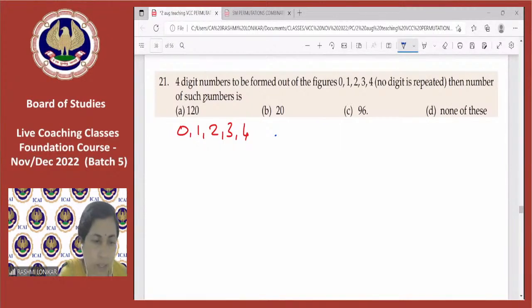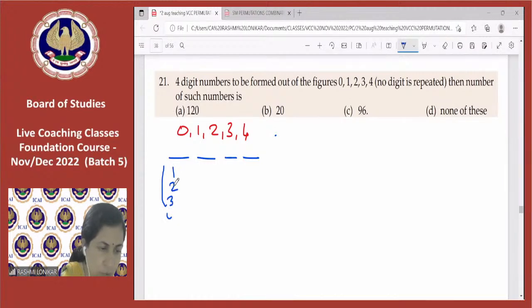Then the number of such numbers, a 4-digit number is to be formed. Okay. So 4-digit number 1, 2, 3, 4. They have not put any other condition. They are just saying that it has to be a 4-digit number. What will be the numbers which I can use over here? I can use 1, 2, 3, 4. Can I start a number with 0? No, it will be of no use.